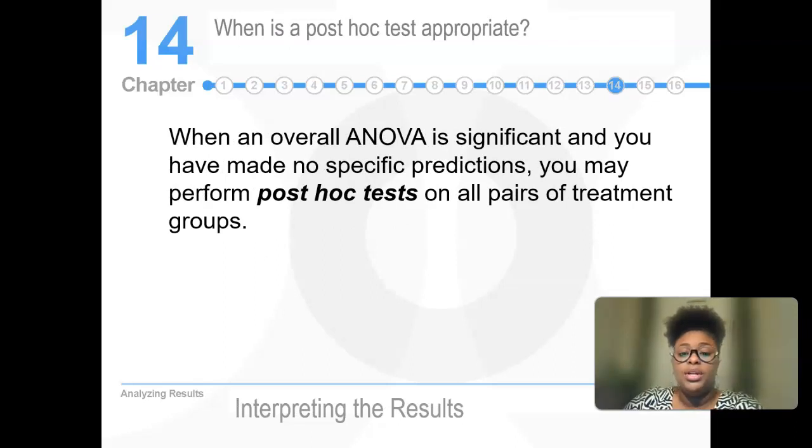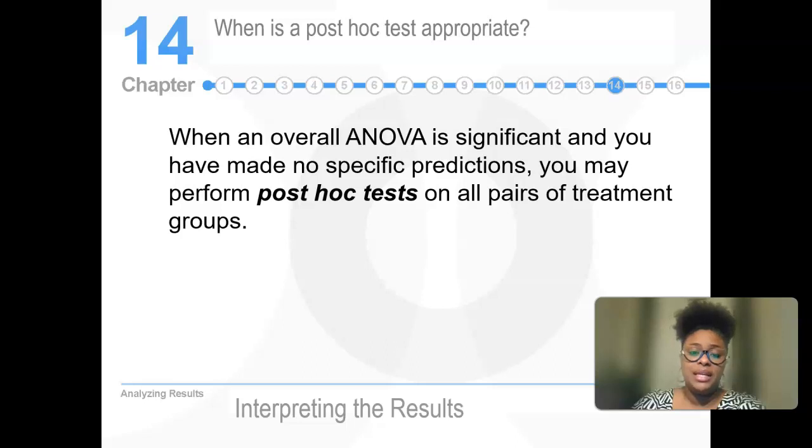When an overall ANOVA or F test is significant and you have made no specific predictions about the outcome of your IV and DV, you may want to perform a post hoc test so that you can pair all of the treatments into groups and test them to see if there was a significant difference from the IV to the DV. So these are a few tests that we use to do a data analysis on our results.